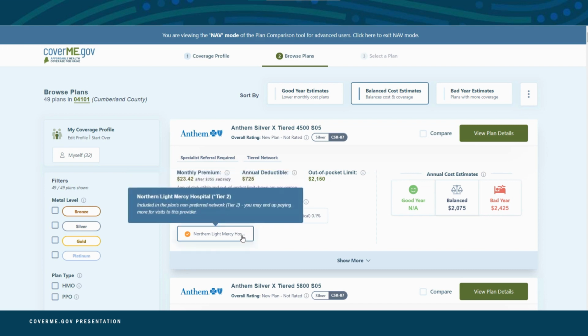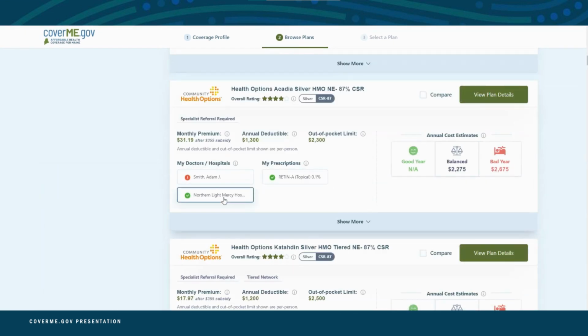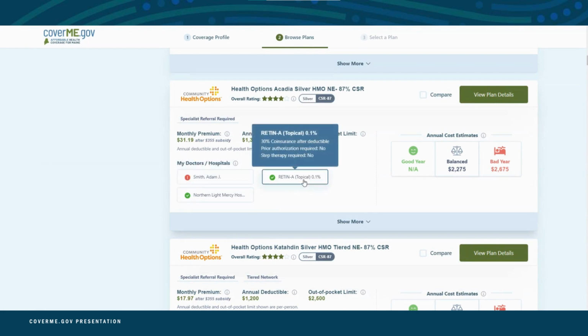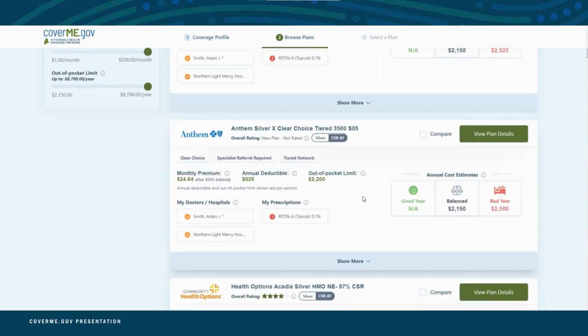Similarly, the hospital that was entered is in a Tier 2 network for some plans and in a Tier 1 network for others. Additionally, the prescription the consumer added is covered by some plans but not others, as indicated by a red exclamation point.